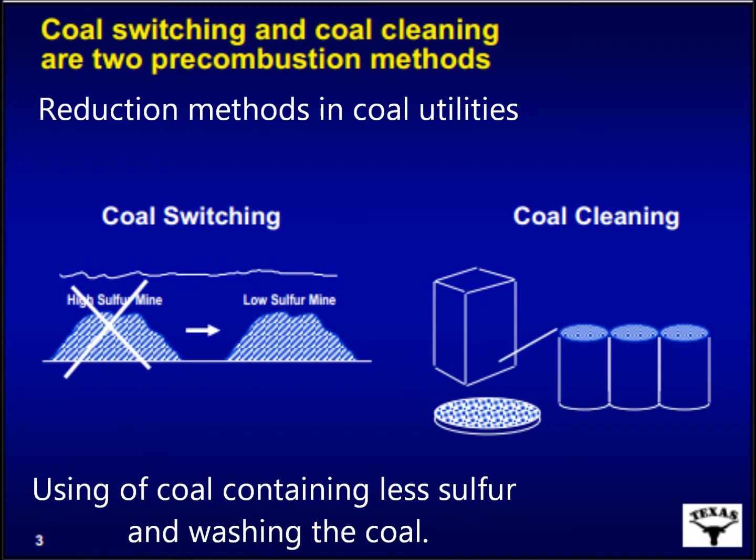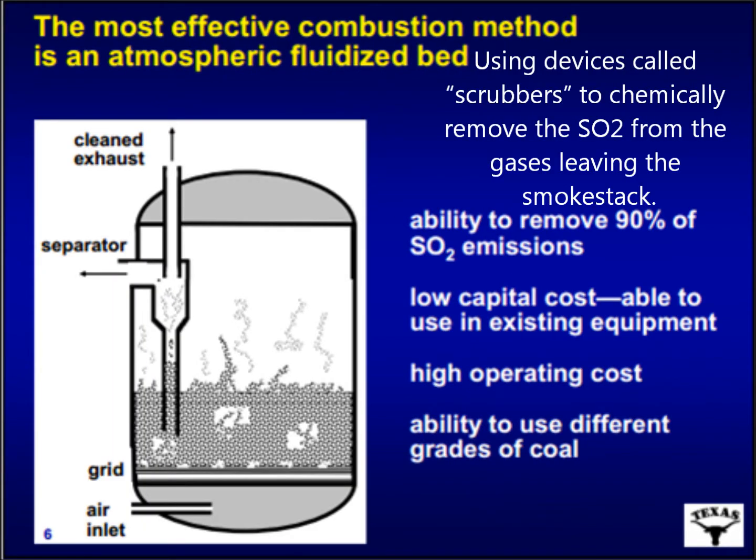Okay. For reduction methods in coal utilities, we can use coal containing less sulfur and the washing of coal. As you can see, it is also known as coal switching and coal cleaning. You can study the diagram on the slide. Another reduction method in coal utilities is using devices called scrubbers to chemically remove the SO2 from the gases leaving the smokestack. It is something like the image shown on the PowerPoint slide, which also removes sulfur dioxide emissions at a low capital cost and a high operating cost.